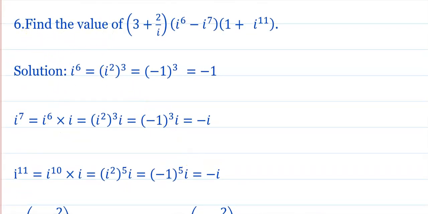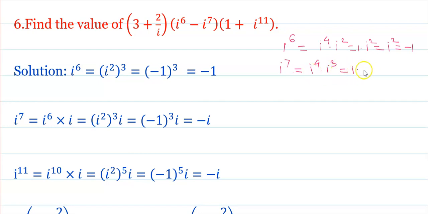Find the value of, in bracket, 3 plus 2I into I raised to 6 minus I raised to 7, into 1 plus I raised to 11. Now the values. Okay. What about I raised to 6? If we want to find the value, I raised to 6 is I raised to 4 into I square. I raised to 4 is 1. 1 into I square. Okay, it is I square, and the value of I square is minus 1. Next, I raised to 7. I raised to 7 can be written as I raised to 4 into I cube.